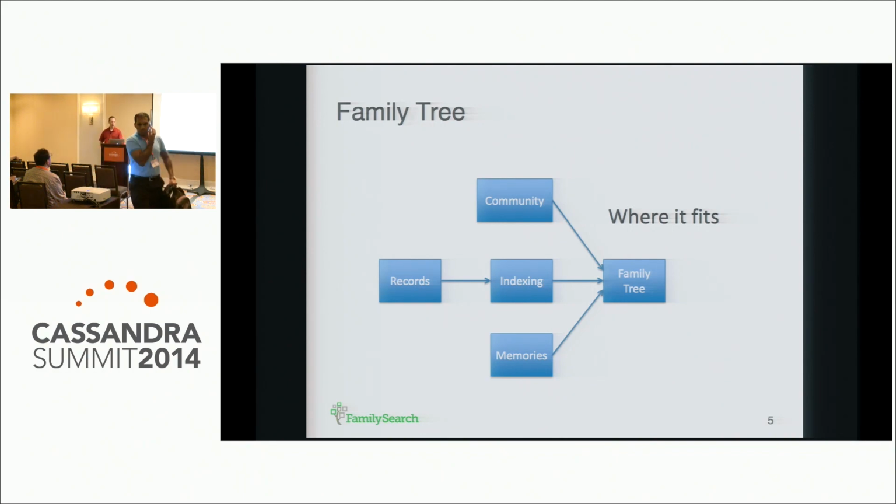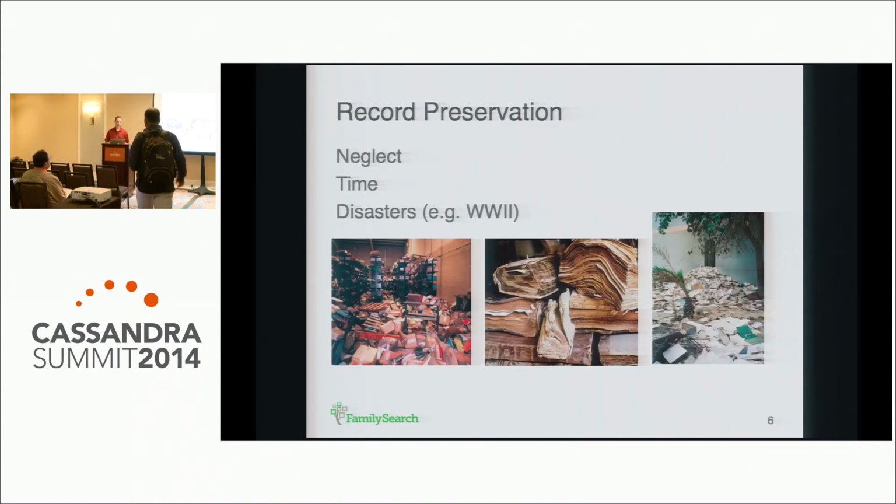The records, indexing, community, memories, all of that feeds into this family tree. Records die all the time. You would be very surprised how often archives burn down. There's mass record destruction that happens all the time. There are floods. People die, and the records that they collected during their life are not of value to anyone anymore and just get thrown in the garbage. And so we're motivated to try to capture those records in a timely way and make them accessible.